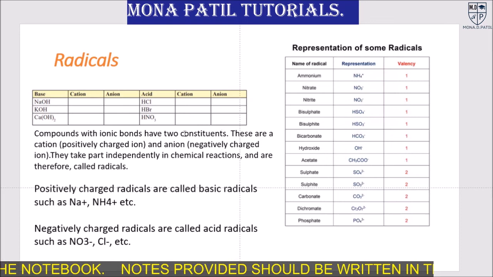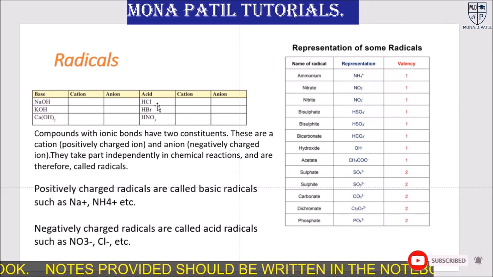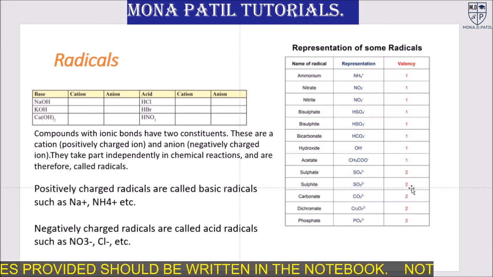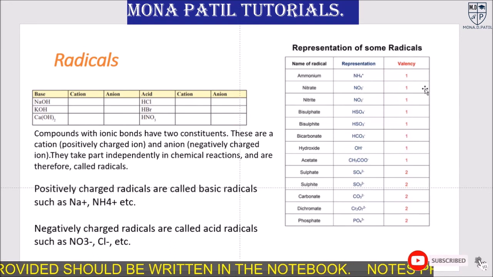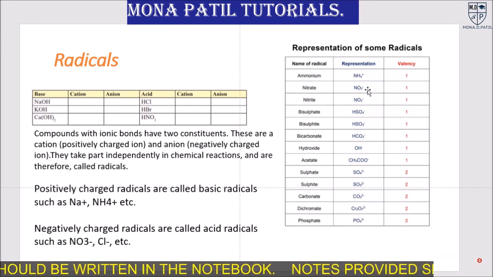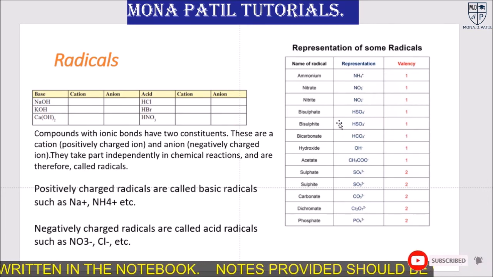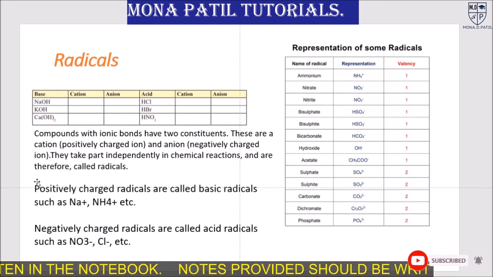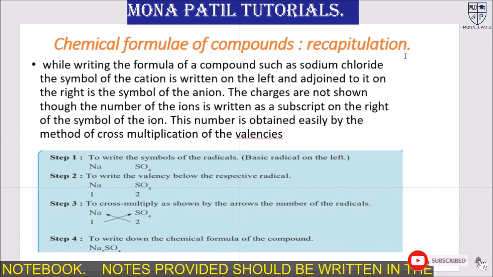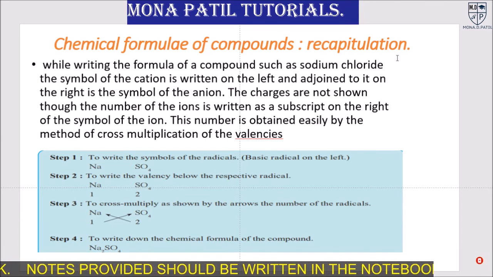Here some examples of radicals are given, which have a valency first 1 and then 2, and so on. And here we can see those having the positive charge are positive or basic radicals. Those having the negative charge are called acidic radicals. Okay. Next, the chemical formula of compounds and recapitulation, meaning a recap of all the parts.